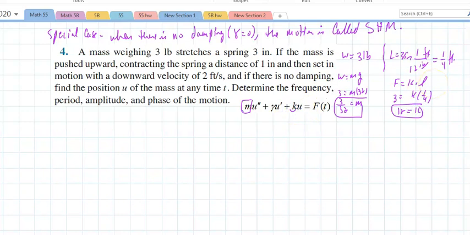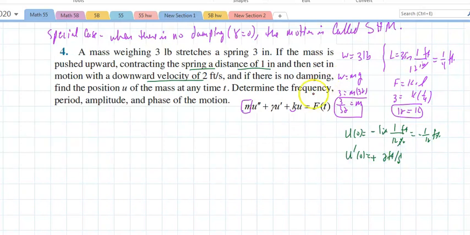And if I read on, it says the mass is pushed upwards, so initially u of 0, it's pushed upwards 1 inch, in feet that's 1/12 of a foot. And then set in motion with a downwards velocity of 2 feet per second. Okay, good, they saved us the time in converting that part.